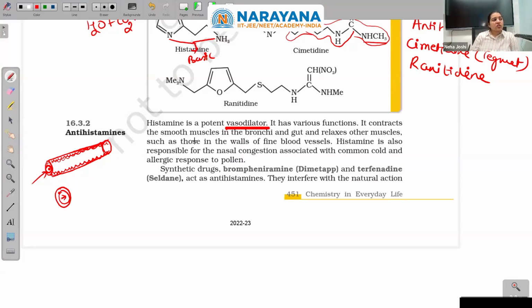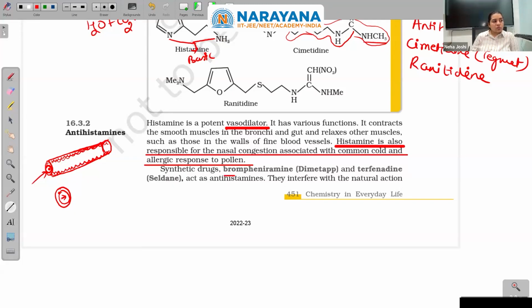It has various functions. It contracts the smooth muscles in the bronchi. Vessels does not mean only blood vessels; it could be the air vessels in your lungs also, in the bronchi and gut, and it relaxes other muscles such as those in the walls of fine blood vessels. Histamine is also responsible for the nasal congestion associated with the common cold and allergic response to pollen.